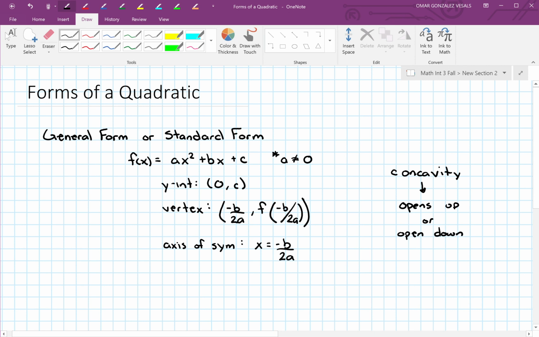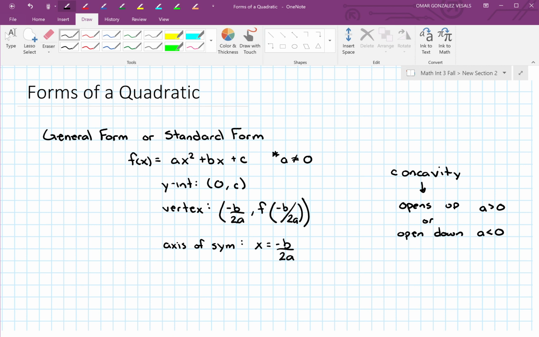Okay, so when does it open up? If a is greater than 0, it opens up. And it opens down if a is what? A is less than 0, negative. Yeah. So see, even though we're learning this now, you already have a bunch of information from this, don't you? Yeah. Okay, so that's good.